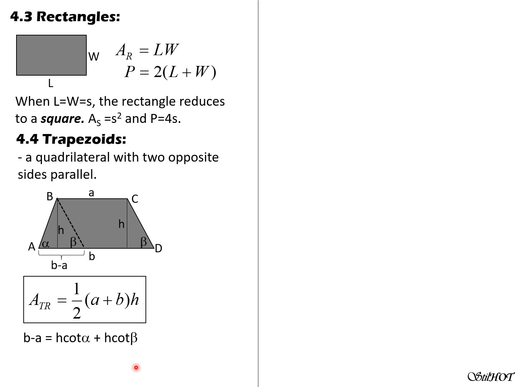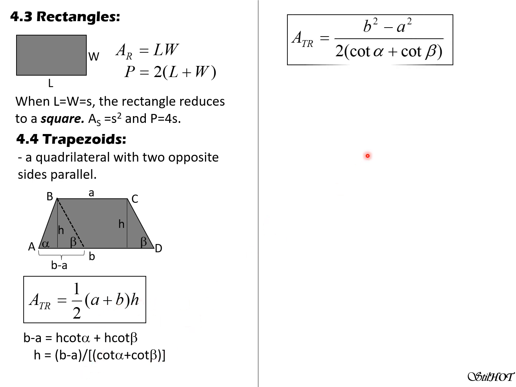So replacing H by that value, then we can arrive at the formula of the area of a trapezoid in terms of alpha and beta, of course, as b squared minus a squared all over 2 quantity cotangent of alpha plus cotangent of beta. So that would be the result after we replace h by this value. You don't need to memorize. You can analyze a trapezoid if alpha and beta are known.